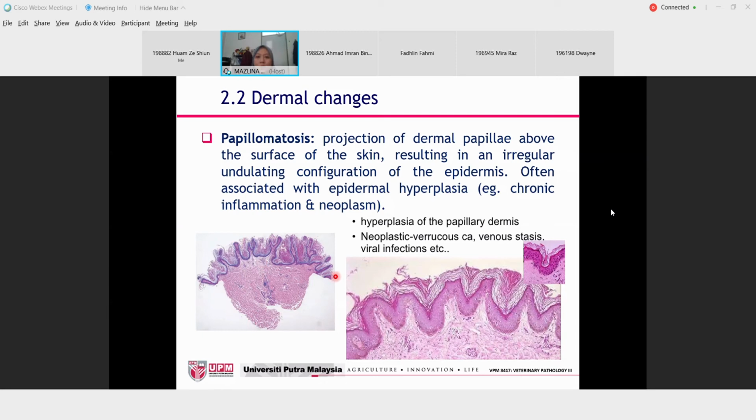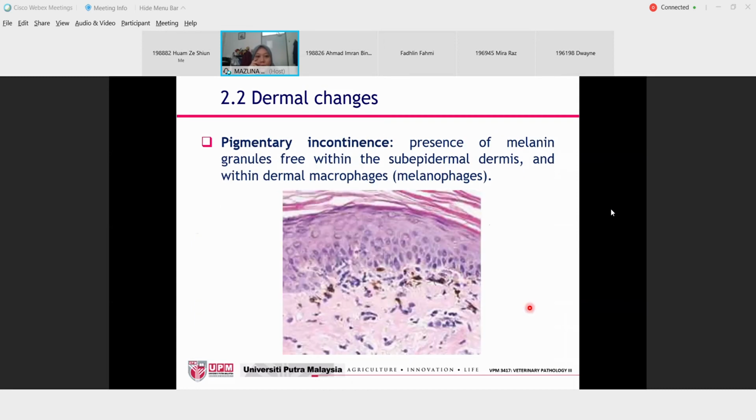Okay. This can be due to epidermal hyperplasia, maybe because of chronic inflammation or neoplasm, and sometimes also viral infection, for example canine papillomatosis due to papillomavirus. I hope you can see that the dermal papillae are above. This is like the normal skin, which is supposed to be straight, but here you see the dermal papillae projecting outwards. Okay, next we move on to pigmentary incontinence.